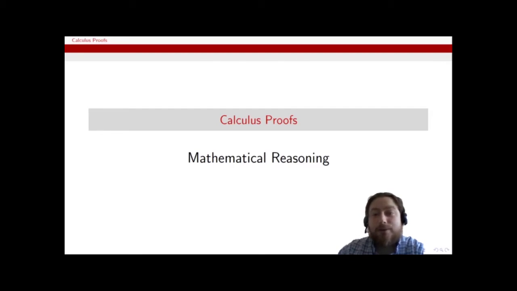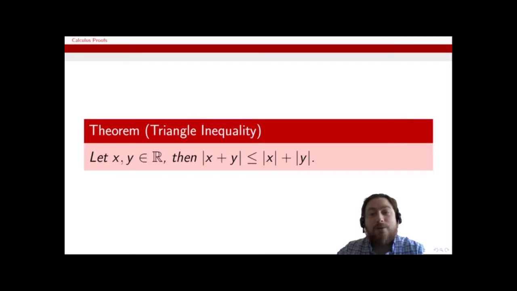If you continue on and take analysis or advanced calculus, you'll see a lot of proofs like these. In order to go through these proofs, what we're going to need is the triangle inequality. That is, if I take the absolute value of x plus y, that is less than or equal to the absolute value of x plus the absolute value of y.